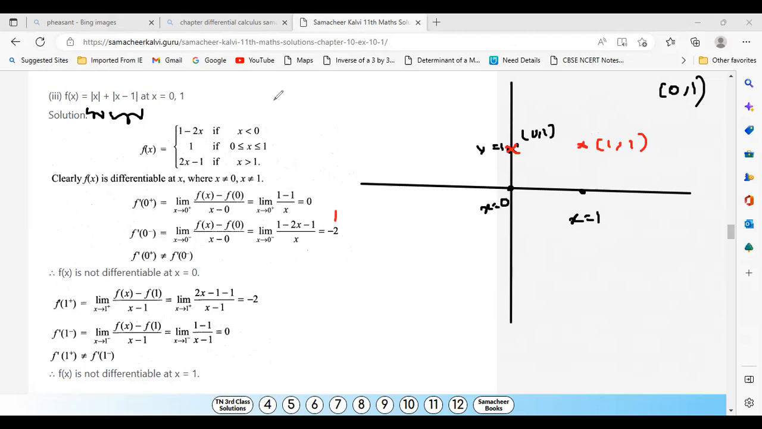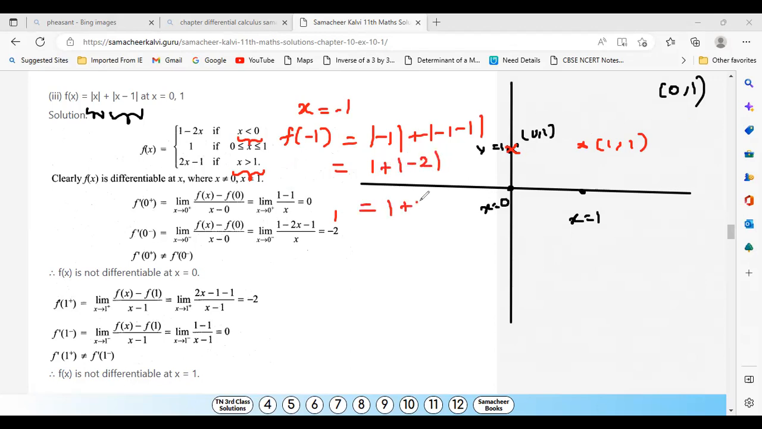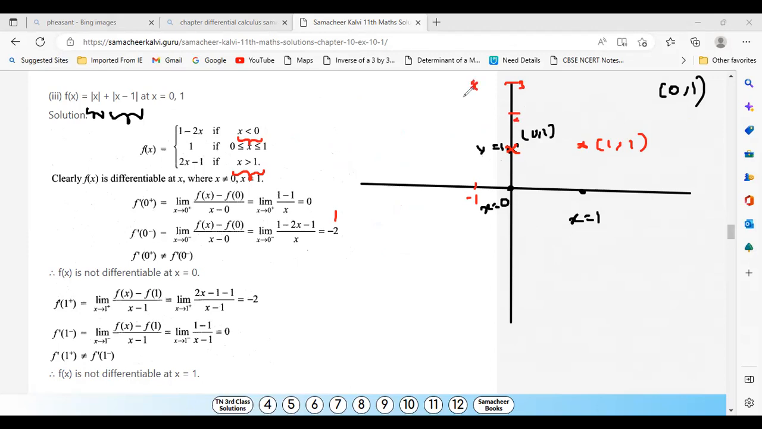So now let's see, what if I substitute a negative value? What if I substitute values which are greater than 1? Any random value. Okay. So let me substitute x as negative 1. What happens? f of negative 1 means modulus of negative 1 plus modulus of negative 1 minus 1, that is positive 1 plus positive 2, which is 3. So when you substitute negative 1, you are getting the answer is 3. Are you able to follow, Akshaya? Yes, ma'am. Please tell me if you're not able to follow, I will stop and explain. Okay. So when you substitute negative 1, you are getting the answer is positive 3. Right? Maybe I'll mark y is equal to 2 here and y is equal to 3 here. So this is the point negative 1, 3.